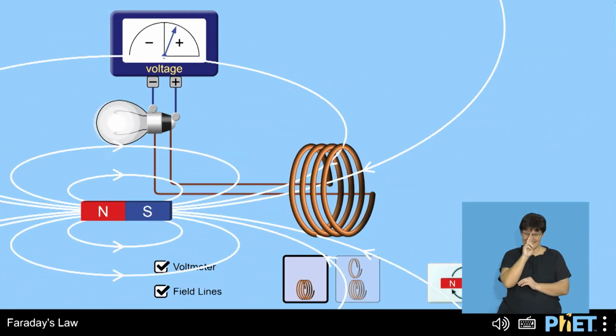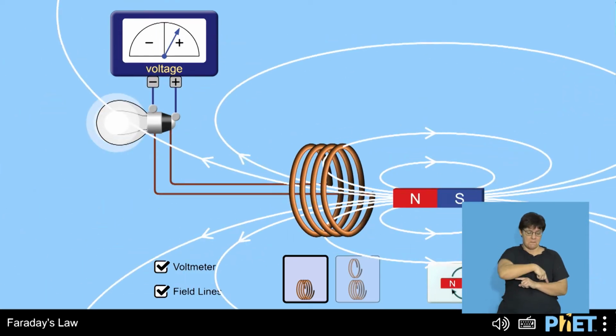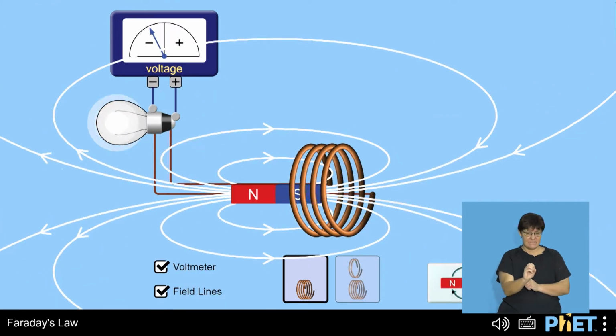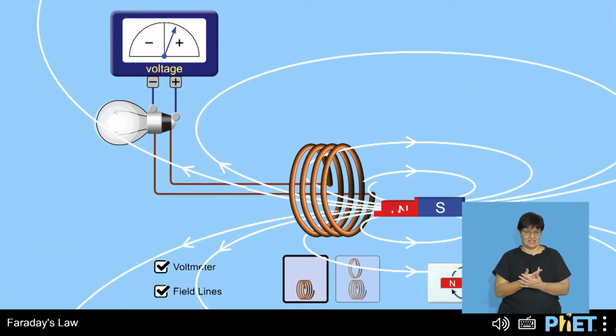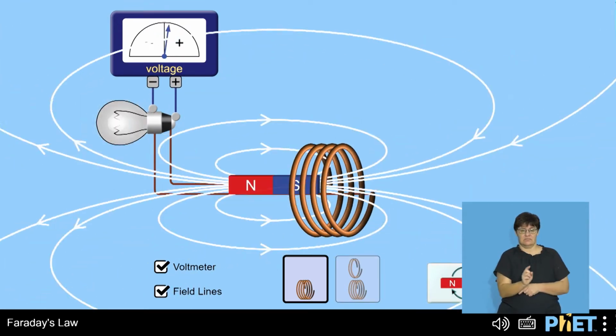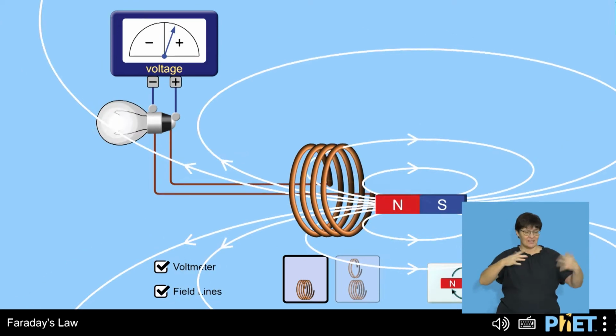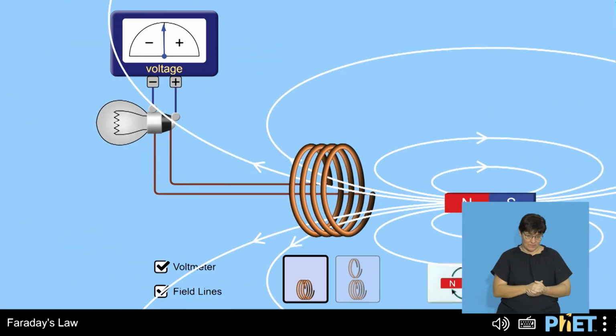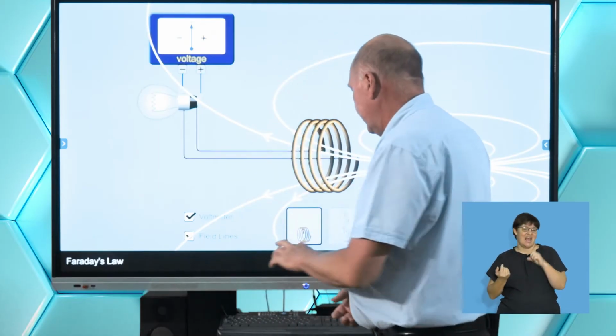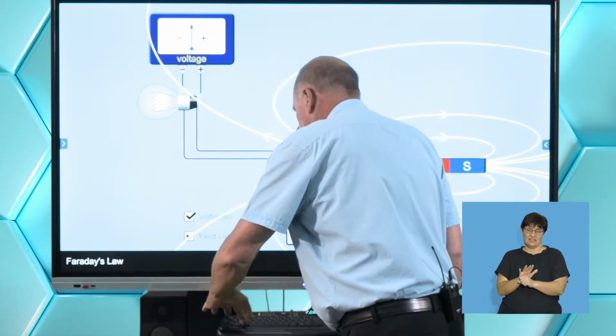And you can see that it's jumping backwards and forwards in a much bigger way if I move it just backwards and forwards over here, because there's a bigger change, or the rate of change of magnetic flux is bigger. And so that helps us to understand the factors that affect our induced EMF.